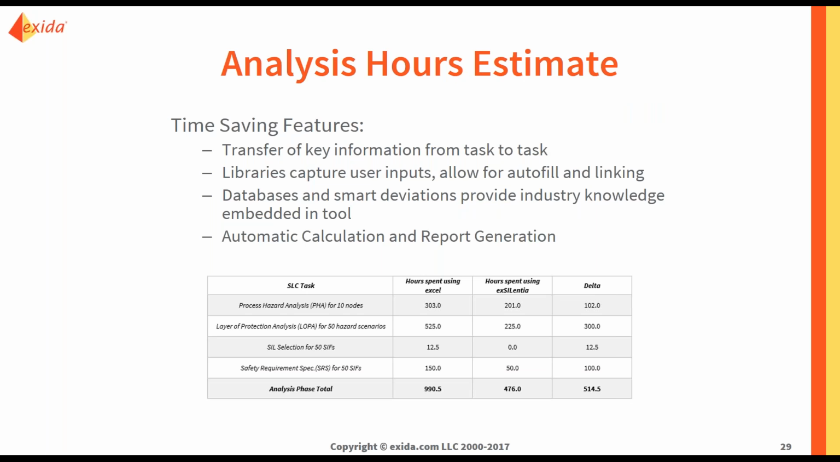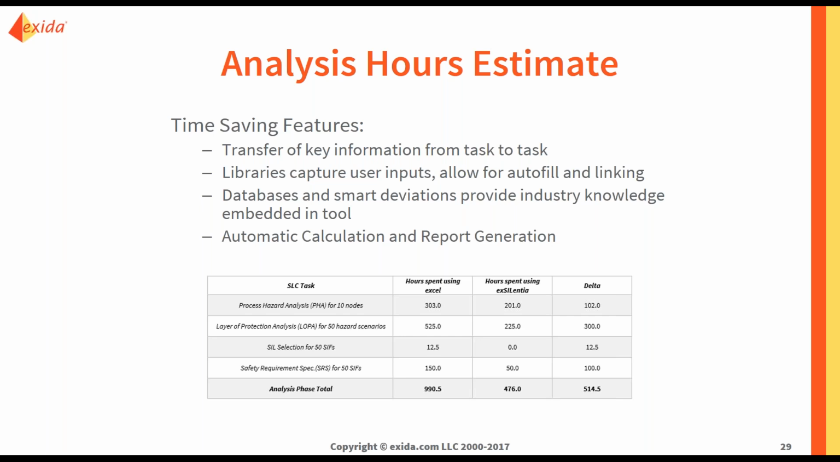So let's summarize the analysis part. What are the time-saving features that a safety lifecycle tool gives us? First is the transfer of key information from task to task. In some cases, if you have just simply your PHA in an Excel tool and you're moving on to do your LOPA in another tool, you're going to have to re-enter that information. Then, God forbid, some of the information changes and you have to go back and do this again. With a tool like this, you're simply pushing a button. It's transferring the data for you into the right spot. There's no retyping. And if you have to go back and update something in a previous task, it's very easy to simply transfer it back again.